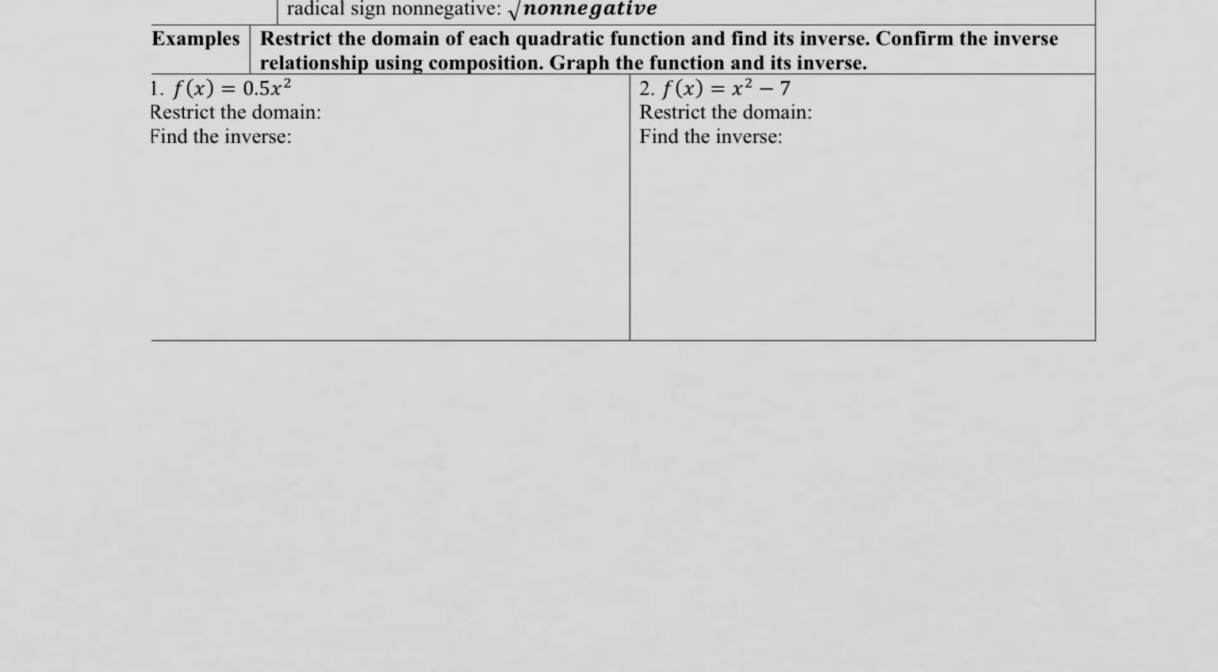Let's get started. The instructions tell us to restrict the domain of each quadratic function and find its inverse, then confirm the inverse relationship using composition, then graph the function and its inverse. So we're doing three different things here. We're restricting the domain of each quadratic function and then finding its inverse. Then we're confirming the inverse relationship using composition, and finally, at the very end, we're going to graph the function and its inverse. So there are three different things we need to take care of. Let's get started on restricting the domain and finding the inverse.